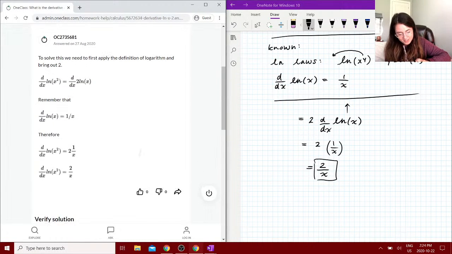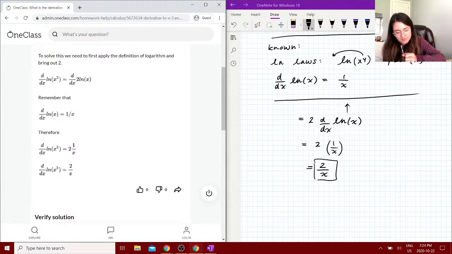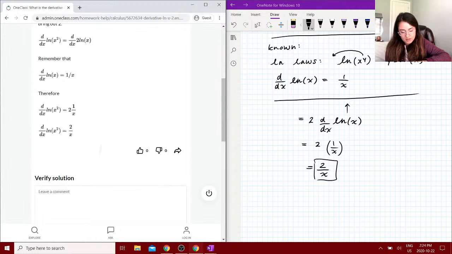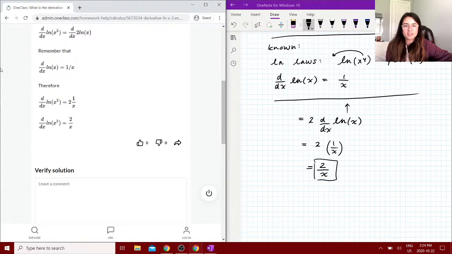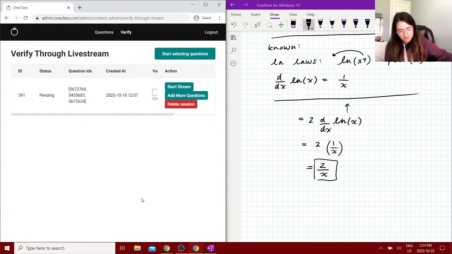Okay, so looking through the solution here, we see that they do the same steps. Take the 2 out first as the exponent. Make sure that you know that the derivative of ln x is 1 over x, and then you get 2 over x. All right. Good work. Oh, I can't type apparently. Correct solution. Ooh, there we go. It's kind of hard when things are in the way, but looks good. All right.